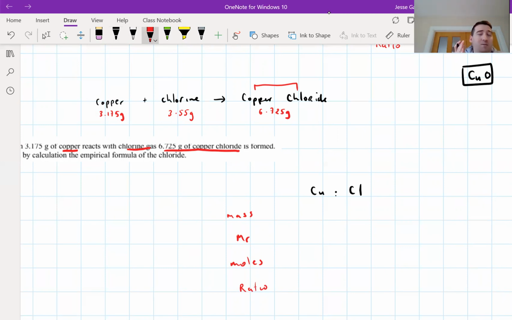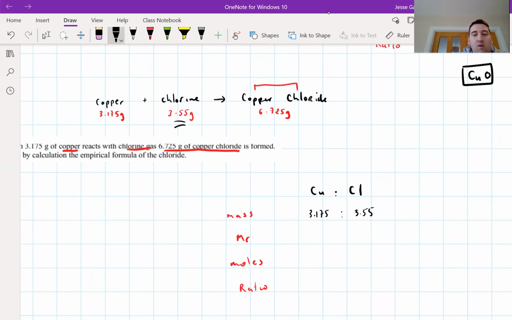If you needed that bit of help, you really shouldn't by now. Pause the video, please finish this off. Have a go at this by yourself. Okay, next one is to write down the masses of each one. We were told we have 3.175 grams of the copper to react with, and this is what we calculated up here. The chlorine was 3.55 grams.